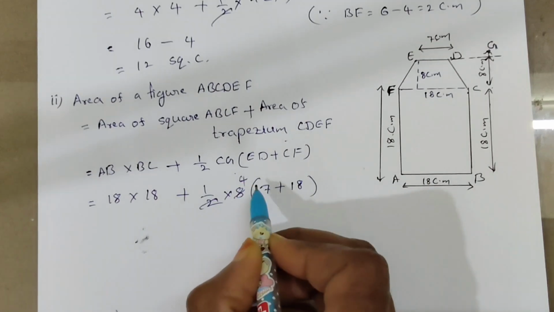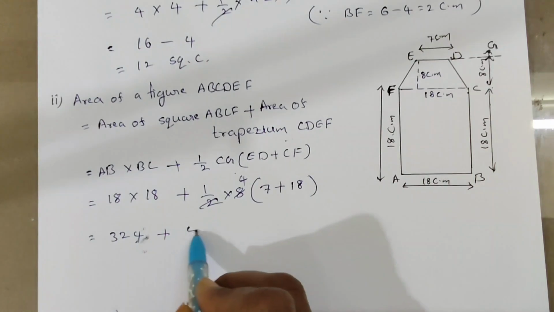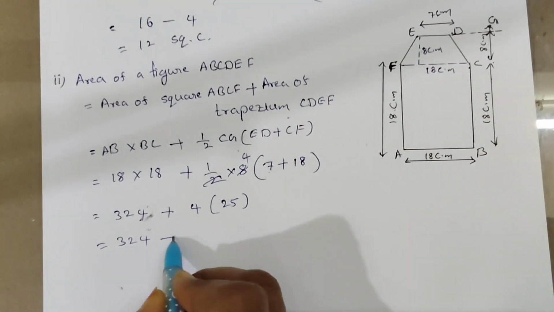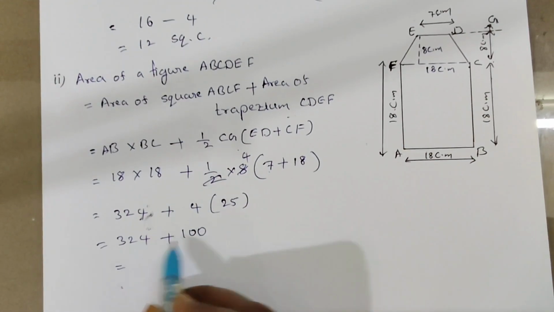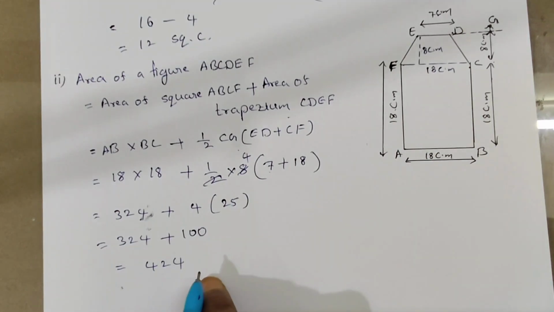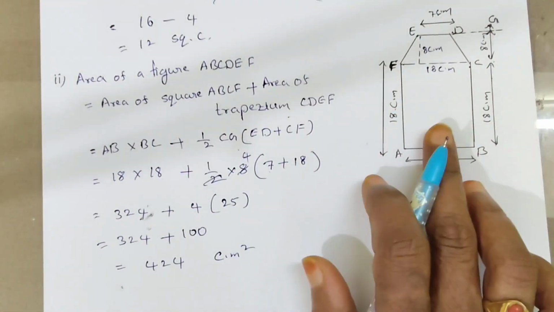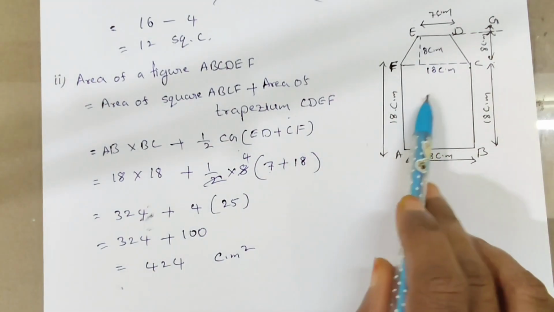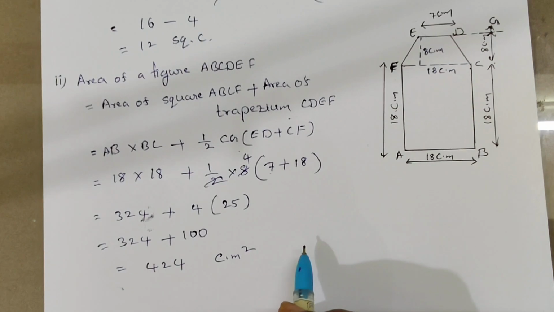2 ones are 2, 4 twos are 8, cancel. 18 into 18 equal to 324 plus 4 into 7 plus 18, 25. Now here 324 plus 4 into 25 equal to 100. So that is equal to 324 plus 100, 424 is the area. Centimeter square is the unit. This is the complete area of this figure. The sum of these two areas, trapezium and square, is equal to the complete figure area. 424 centimeter square is the total figure area.